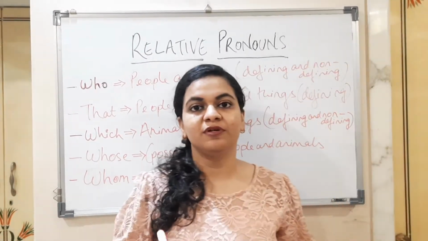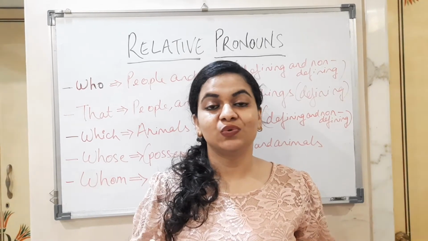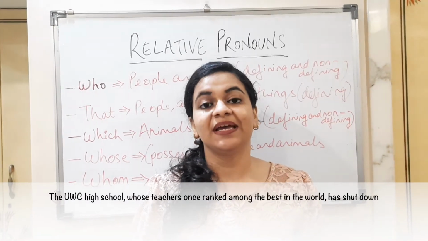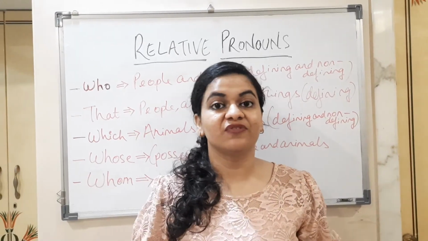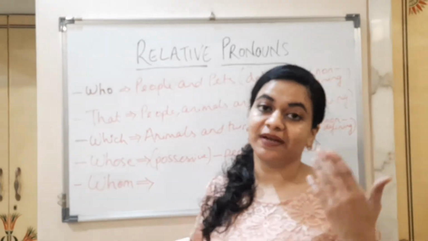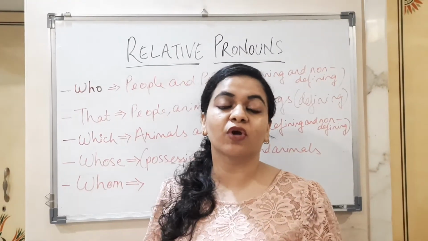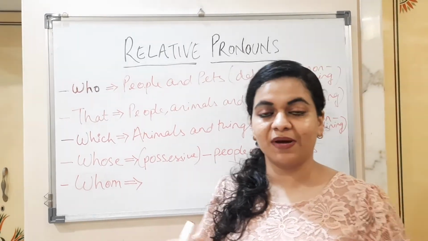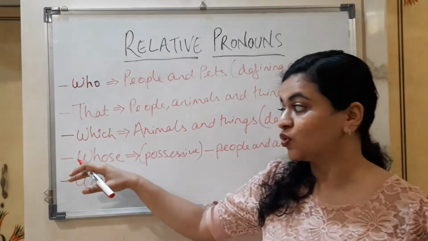To give you an example, the UWC High School, whose teachers once ranked among the best in the world, has now been shut down forever. So I'm using whose with reference to a particular school, but I could just be talking about schools in a particular area, or I could just be talking about animals in general and still use whose.